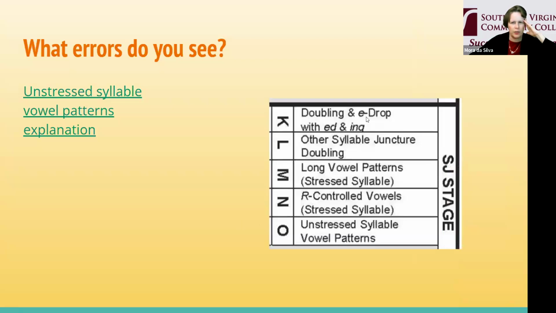This is your syllable juncture stage, and it gets more complicated. I think this is more difficult as a reading teacher to kind of understand what this stuff is about, especially when you get to unstressed syllables. So I did link here an explanation of what that means. But again, don't try to understand it all. Let ChatGPT help you with it, okay?